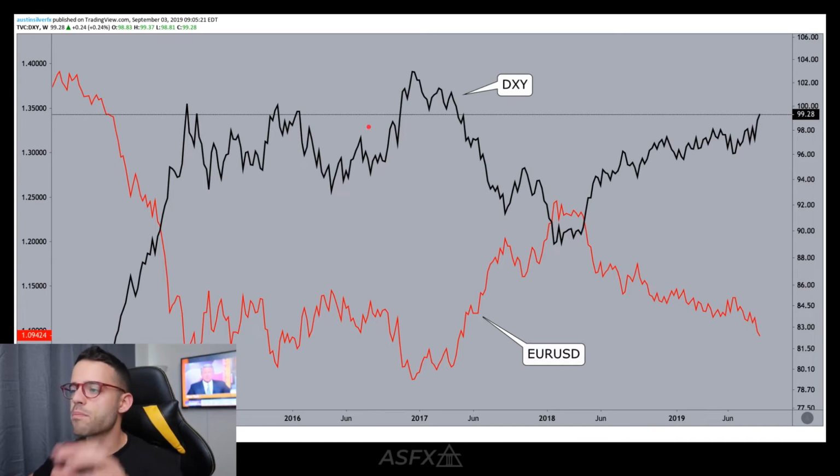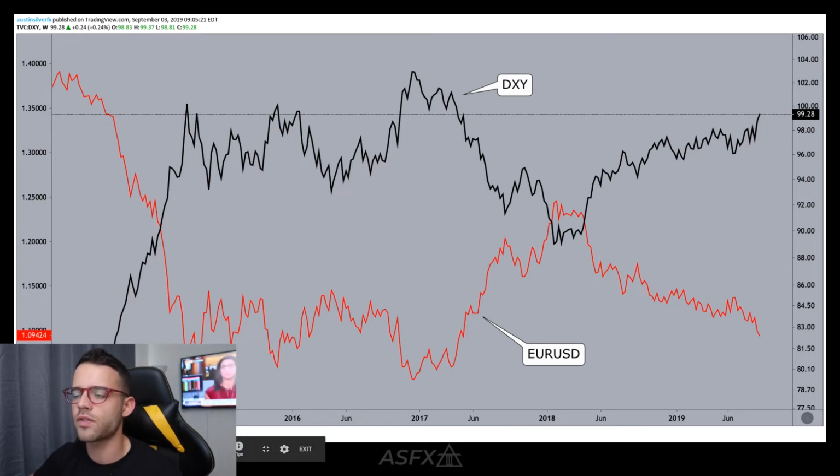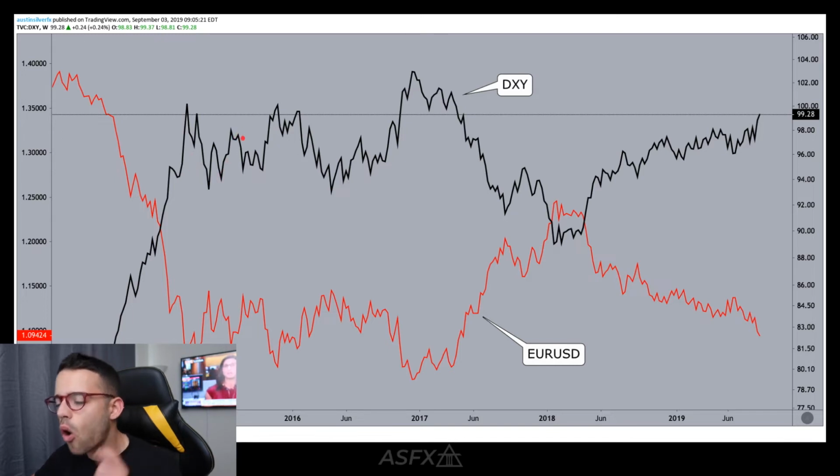You see the almost exact inverse correlation between the DXY, the black line, and Euro USD. As Euro USD was falling here back in 2015, the dollar index was rising. Almost identical here. We're looking at a weekly time frame just because I wanted to show you over multiple years. You can see it's almost exact. Here, 2019, the value of the dollar has been going higher. The value of the euro to the dollar has been going lower. So you can see that correlation here.